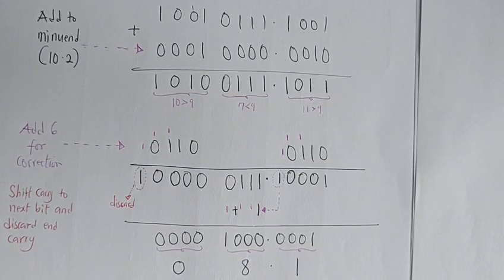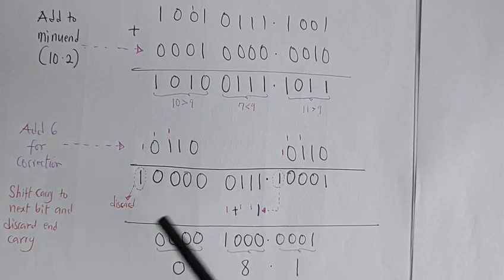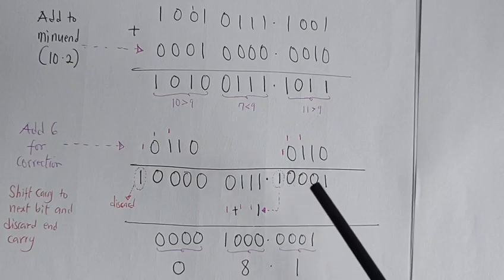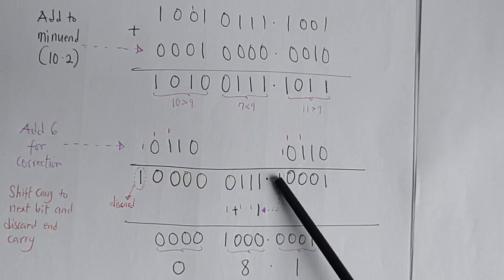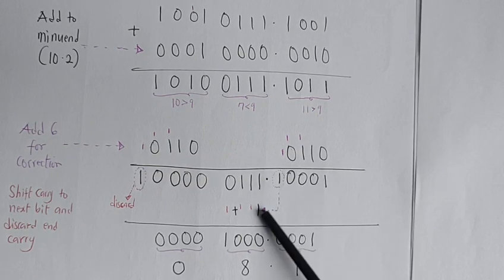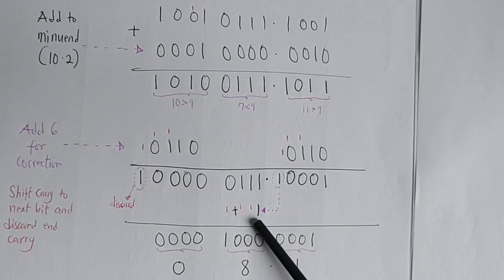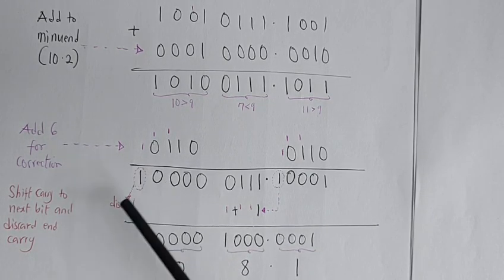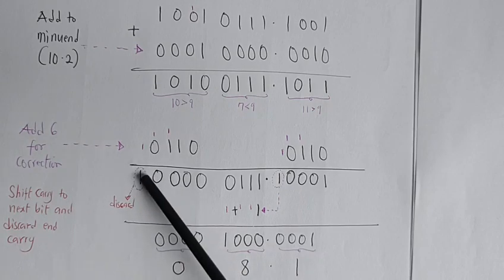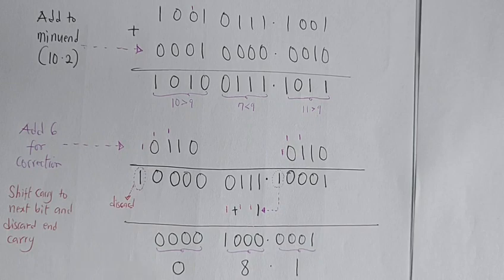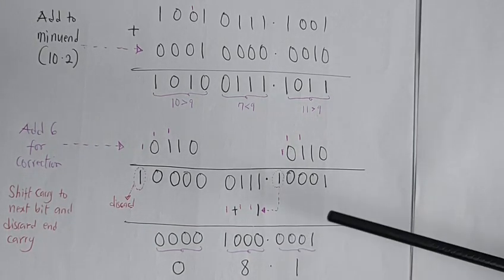Alright, so in this case, we have seen, according to the rule 5 says, shift carry to the next bit. Alright, so we have carry has been generated at this point. So we shift it to the next bit. Alright, we carry out the addition. Now the rule says that if end around carry is generated, we need to discard it. So we have end around carry generated at this point, so we have to discard it. Alright, so let's carry out the operation.